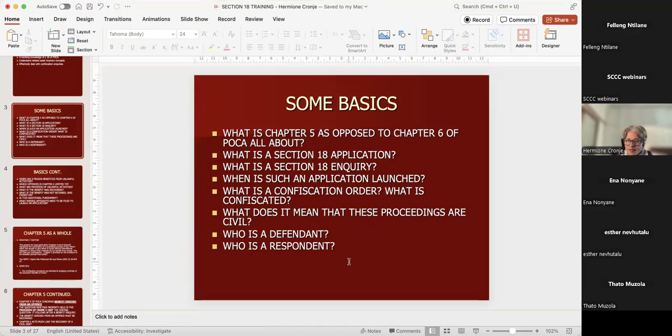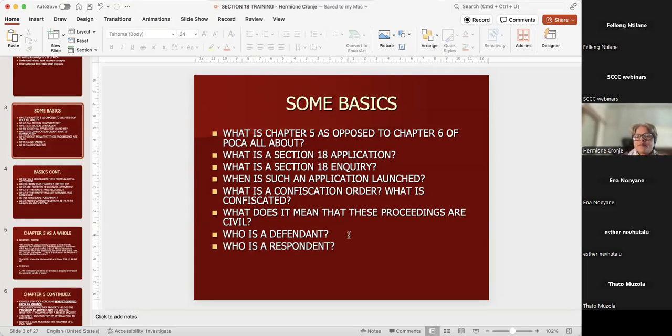The reason why I prefer not to use that distinction is because even Chapter 5 proceedings, which are connected to a criminal case, is a civil proceeding, because the rules of civil procedure apply to those applications as much as they do in Chapter 6. So I prefer to characterize Chapter 5 as conviction-based, because the conviction is a sine qua non for the proceeding, and Chapter 6 is non-conviction based because you don't have to prove the involvement of the accused in the crime beyond reasonable doubt. You prove that the property was involved in the crime on a balance of probability.